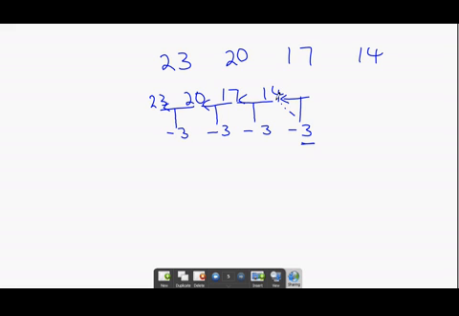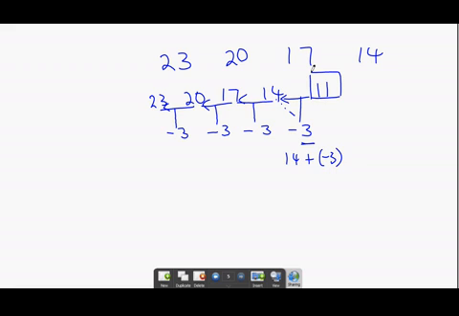So 14 plus negative 3. I work that out on my calculator and I will get 11. So this is the first term that they want.